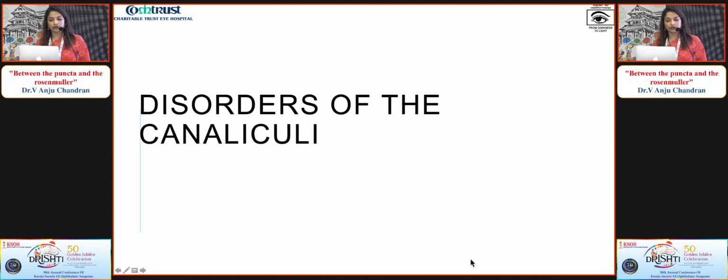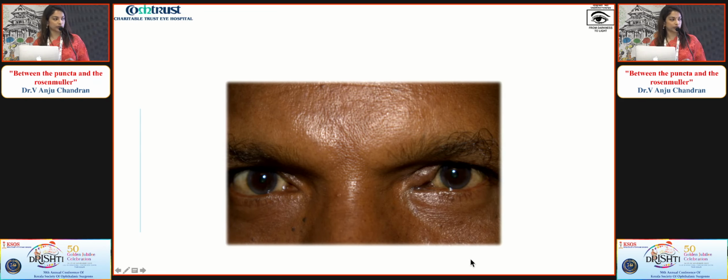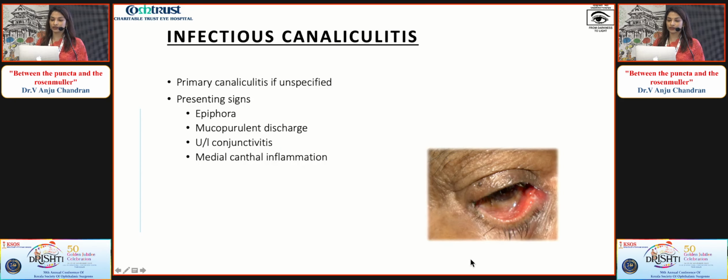So quickly through the disorders of the canaliculi, this was one gentleman who kept complaining of discharge and watering over a year. He went to multiple doctors. He said that he was given topical antibiotics, but no relief of symptoms. If you look closely at the picture, the left upper puncta and the associated region is inflamed, and he had classically what is called the pouting puncta. On manual expression, you get concretions, which is a telltale sign of the condition, canaliculitis.